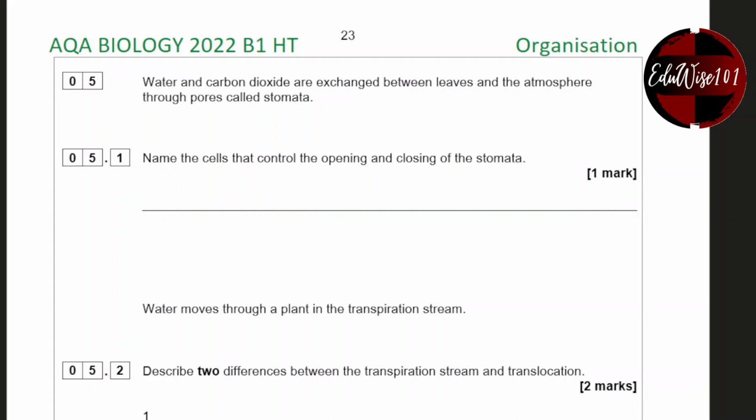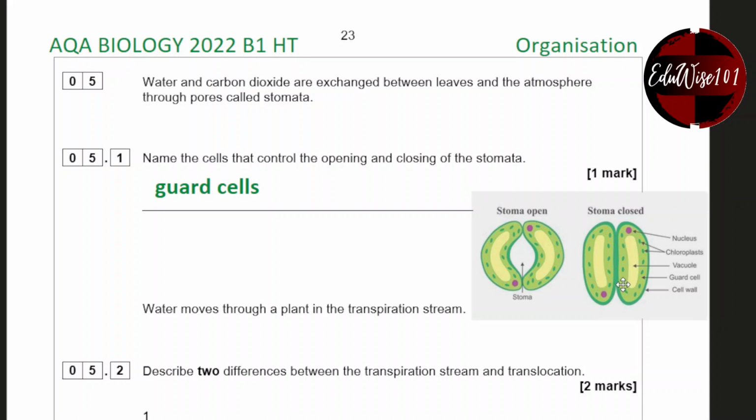In this video, I'm going to go through question number 5 from the AQA Biology 2022 higher tier paper. Question number 5 is on the topic of organization. Water and carbon dioxide are exchanged between leaves and the atmosphere through pores called stomata. Name the cells that control the opening and closing of the stomata. That would be the guard cells.